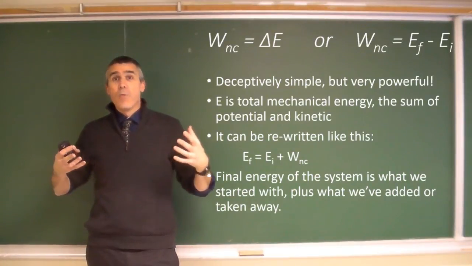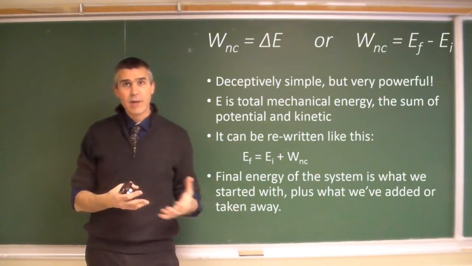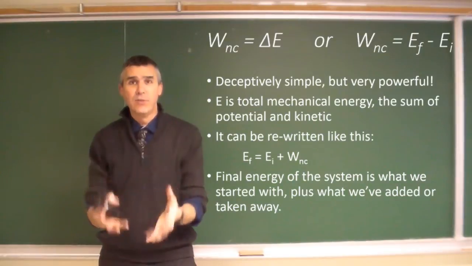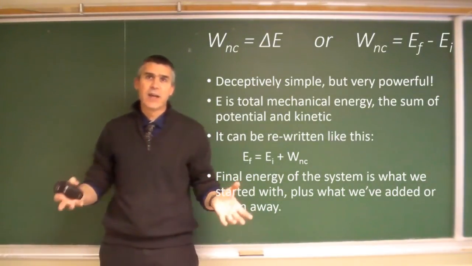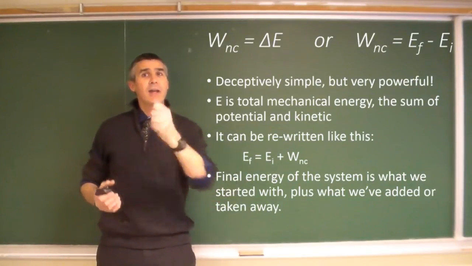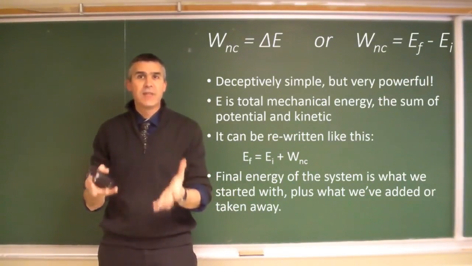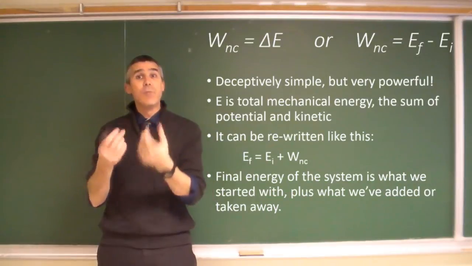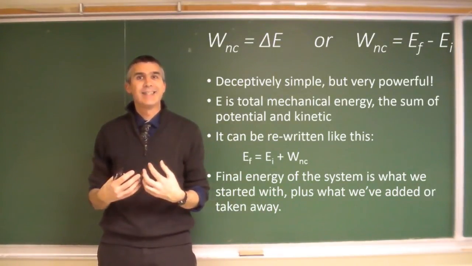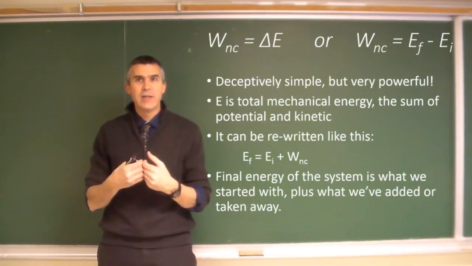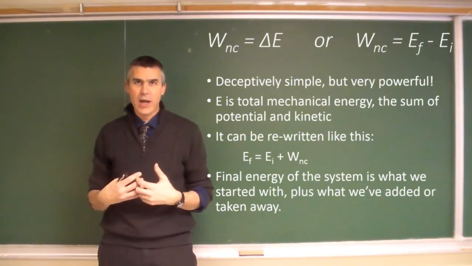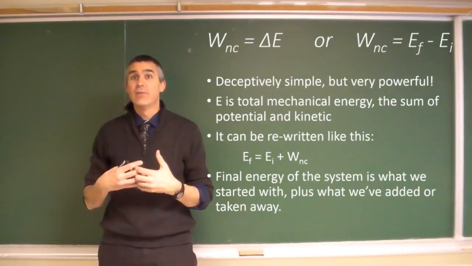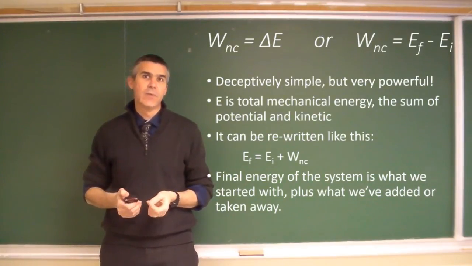So whatever we wind up with is whatever we started with plus whatever we do to it. An analogy: we said that work and energy, that energy is kind of like an accounting system. So if I give you $10, you have $10, unless I give you more money or take money away. It's the same thing. The final energy here is the same as the initial energy unless we add or take away energy in the form of work by non-conservative forces.